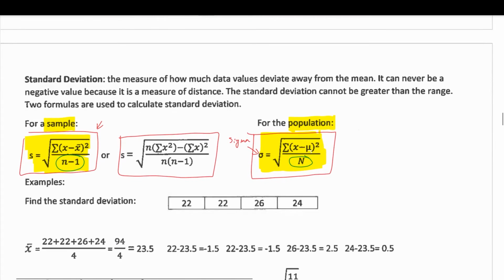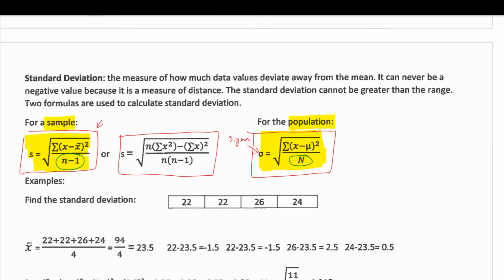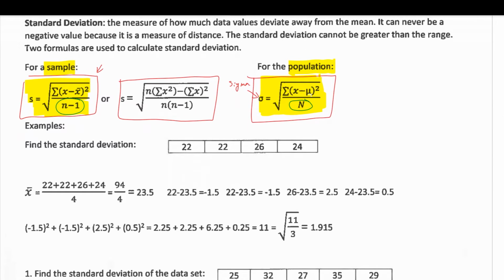For example, it's asking us to find the standard deviation. Now, it doesn't really specify if this is a sample or a population, but by the way I see the calculation here, we're going to say sample because they are actually calculating the sample standard deviation. So that was just omitted there. We have 4 data values.